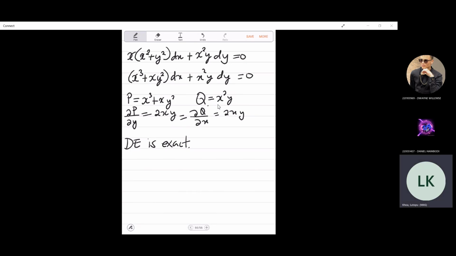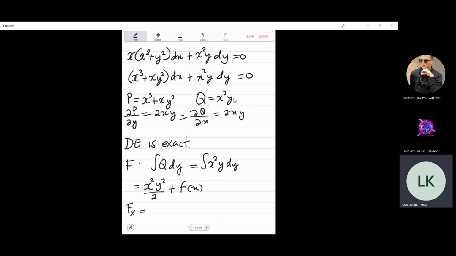So that means we can integrate p with respect to x or q with respect to y. I'm going to integrate this one just because it has only one term and this one has two terms, so it's easier to integrate that one. So our function f will look like this, the integral of q with respect to y, which is equal to the integral of x squared y dy, and this is x squared y squared divided by 2, and then we add a function of x. Then the next step is differentiate with respect to x.